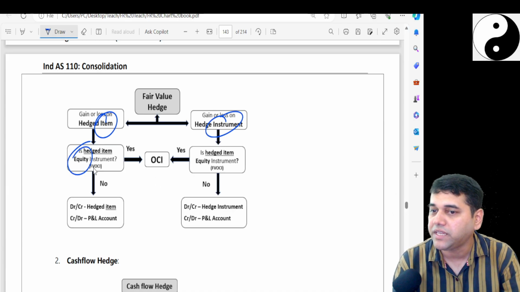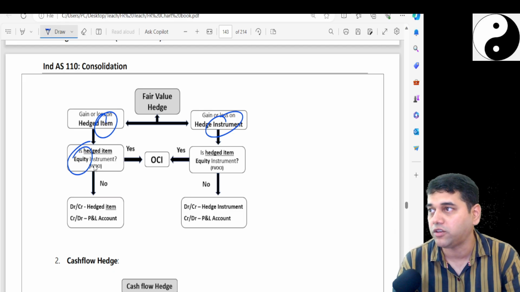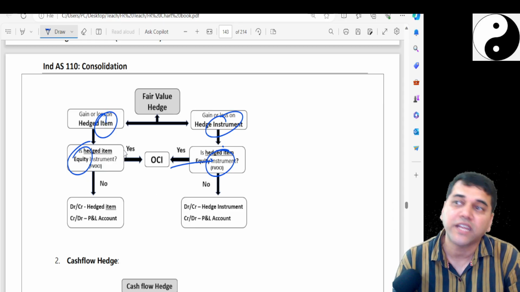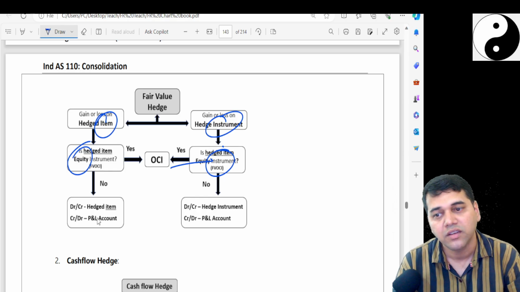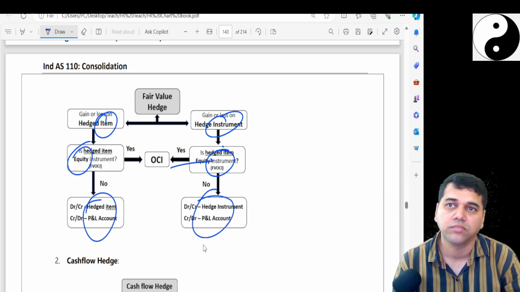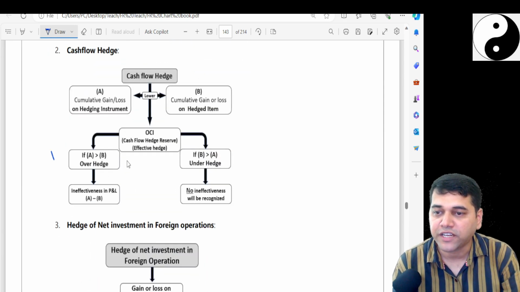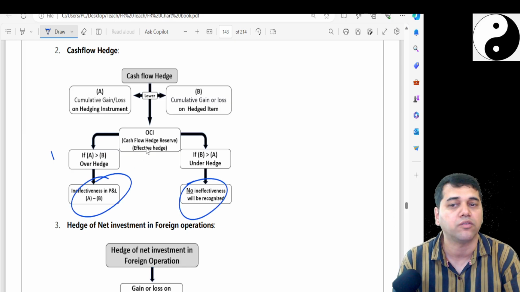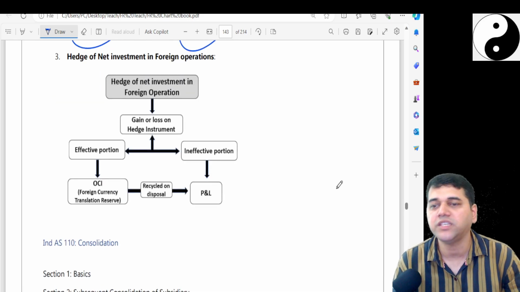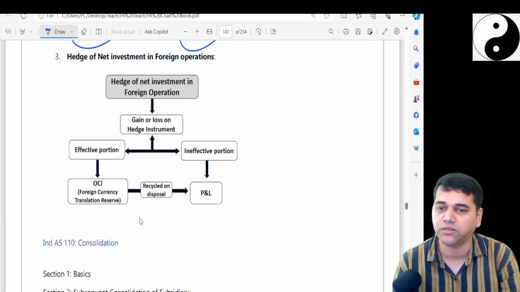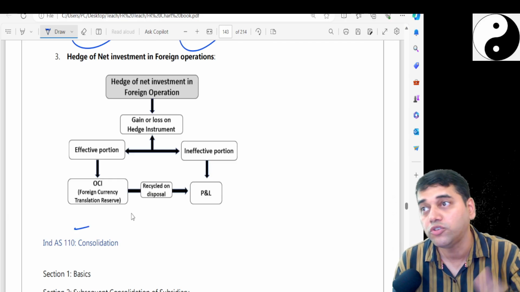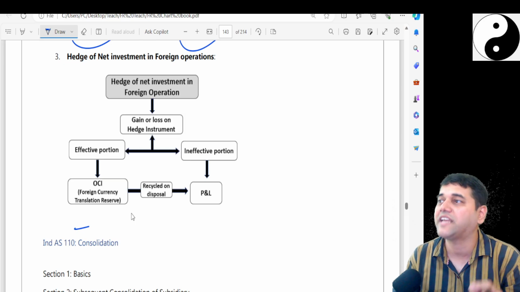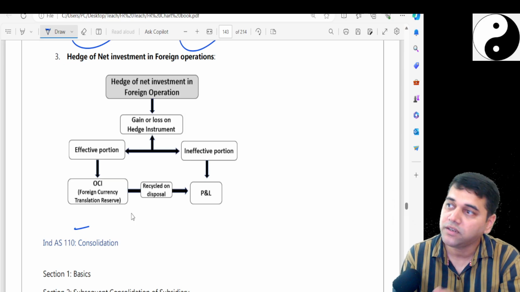So the summary: in fair value hedge, there is a hedged item and an instrument. If the hedged item is an equity that is FVOCI, you take the gain also to FVOCI. If the equity is not FVOCI or the debt is not FVOCI, then you take both to the P&L account. In cash flow hedge, the effective portion you will take to OCI and the ineffective portion to the P&L account. Hedge in foreign operation depends upon the effective or ineffective portion. Let us see the solution to the theoretical question. There are no theory questions in this, but there is one question, explain hedge accounting, and we will see what you need to write.